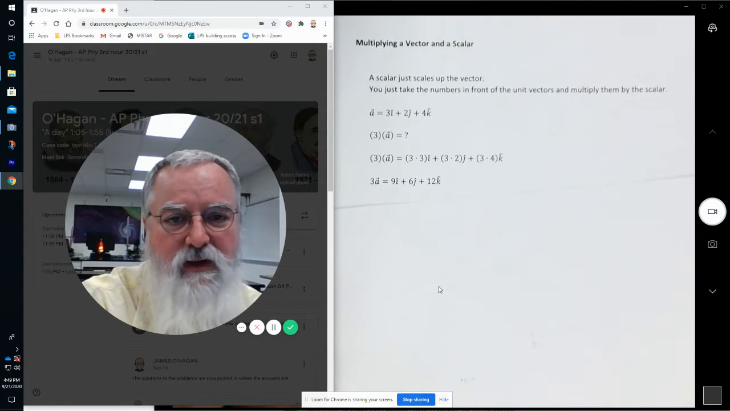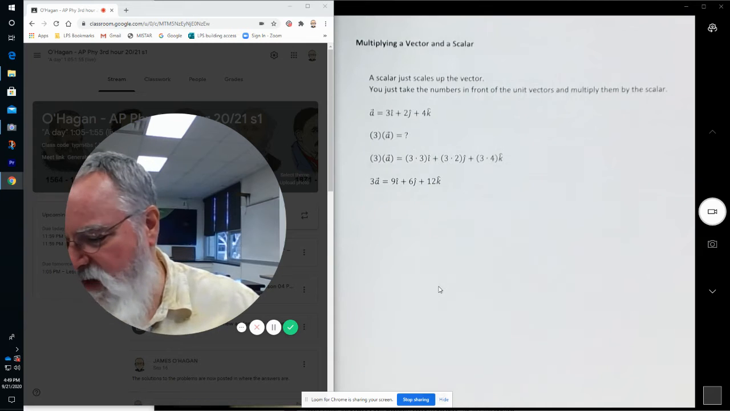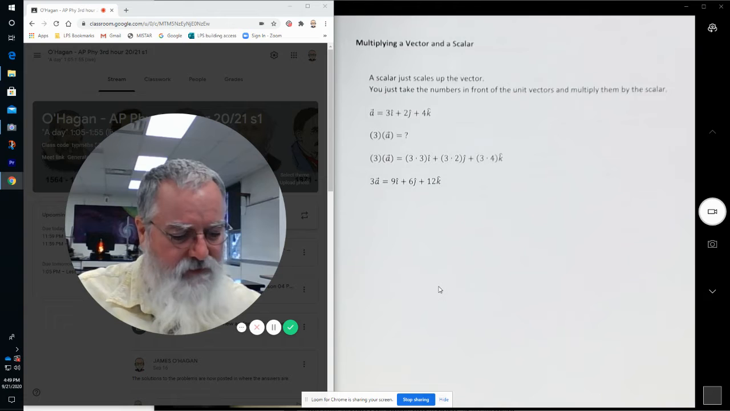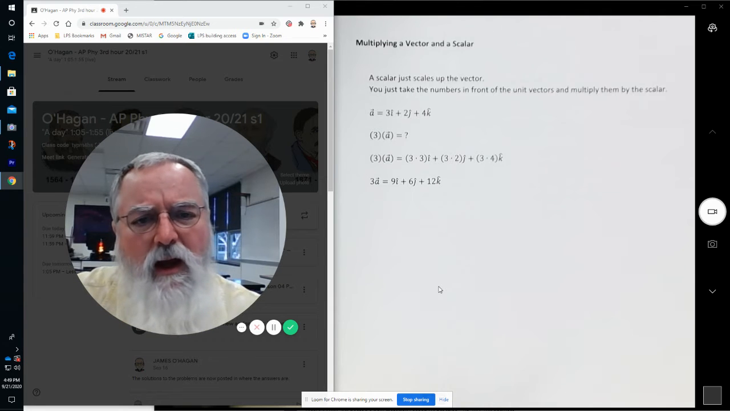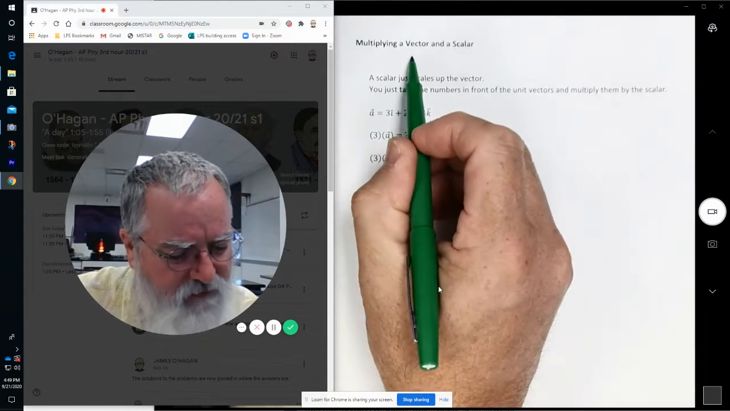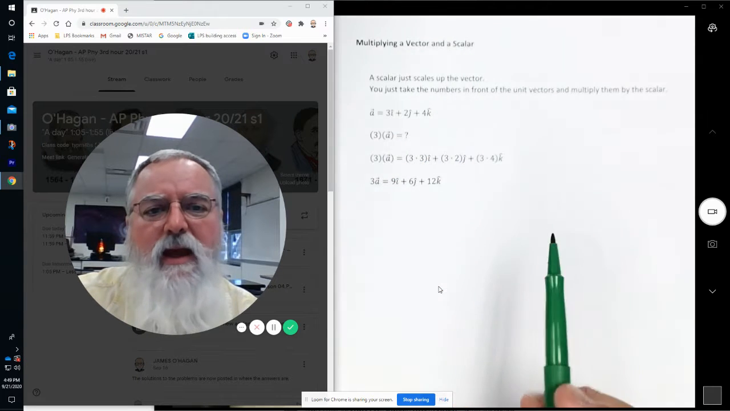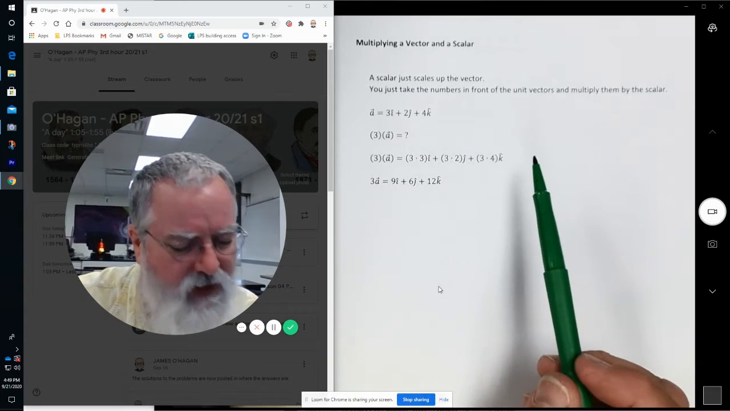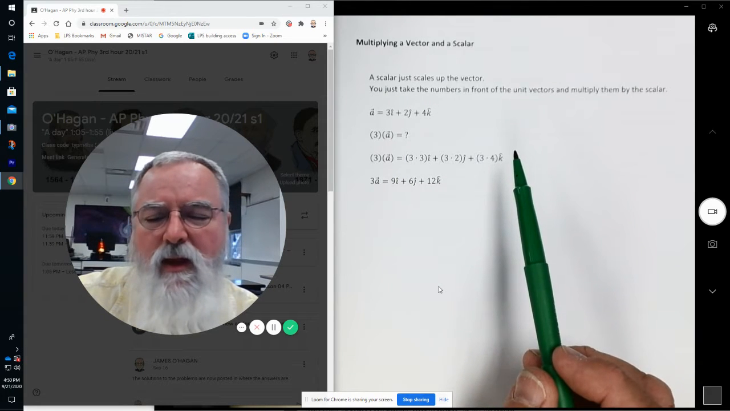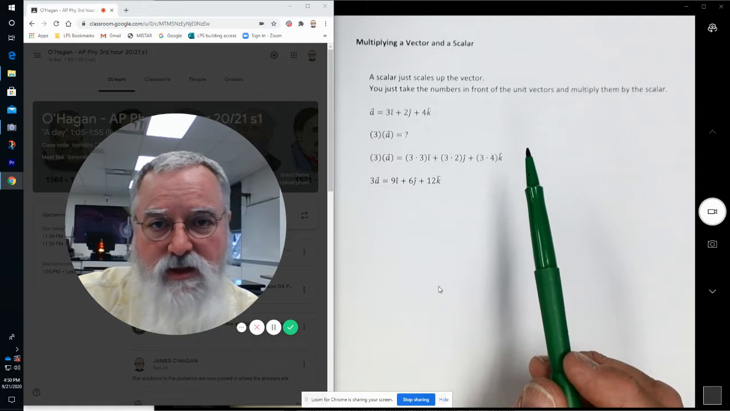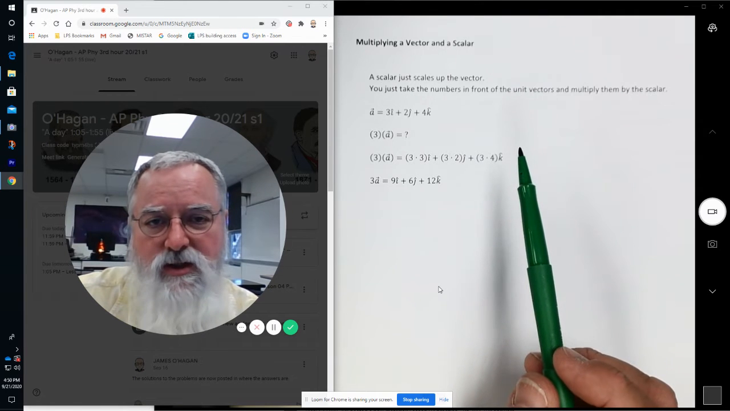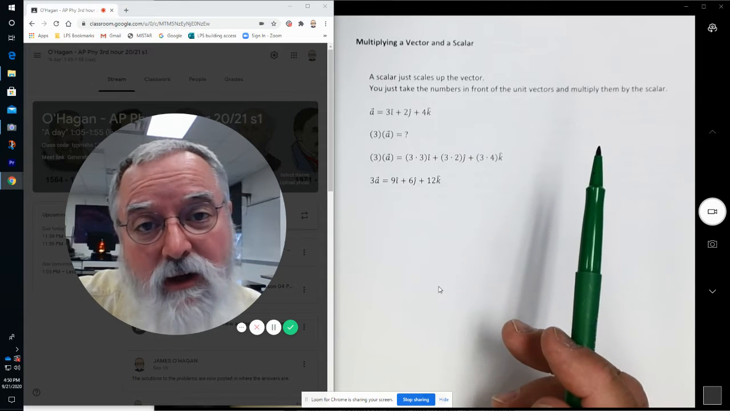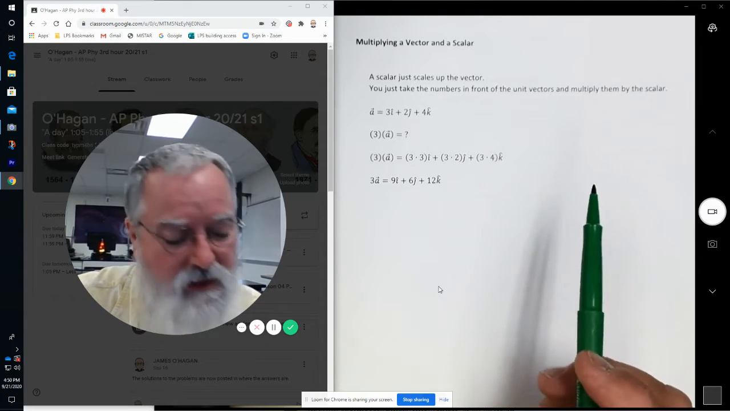Okay, so let's bring this down here. When you multiply vectors, I'm going to multiply a vector and a scalar. And here's what happens. When I multiply a vector and a scalar, the scalar, remember, scalar is just an amount. The scalar just tends to, ready for this, scale up or down the vector. That's why it's called a scalar, kids.